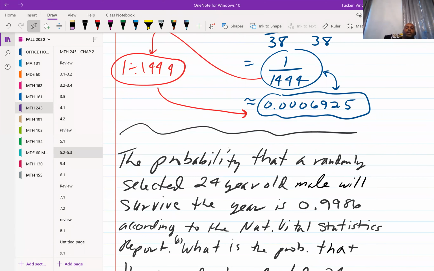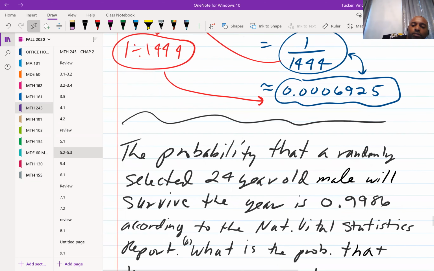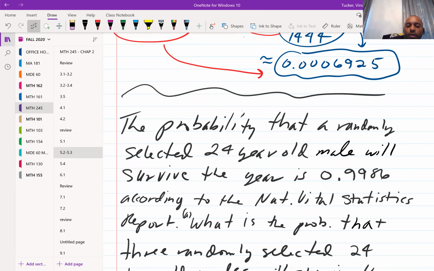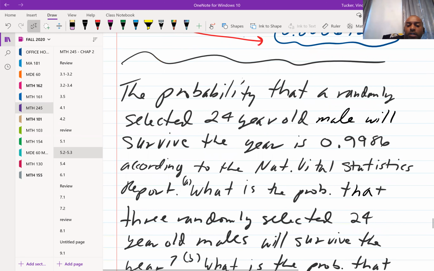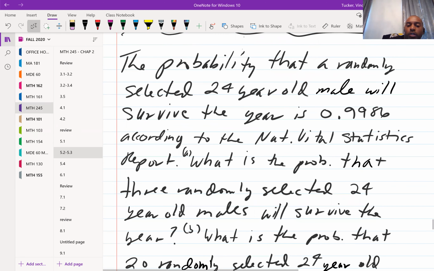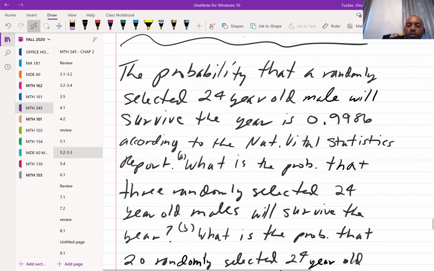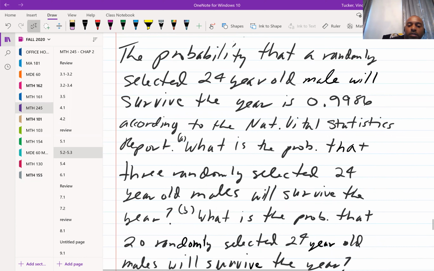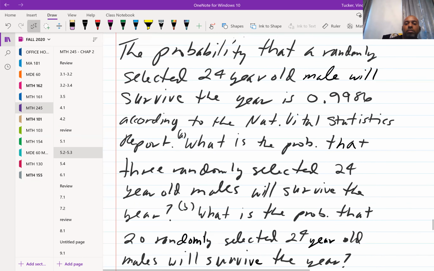All right, so the probability that a randomly selected 24-year-old male will survive the year is 0.9986, according to the National Vital Statistics Report. A, what is the probability that 3 randomly selected 24-year-old males will survive the year? B, what is the probability that 20 randomly selected 24-year-old males will survive the year? Give you a chance to write that out.